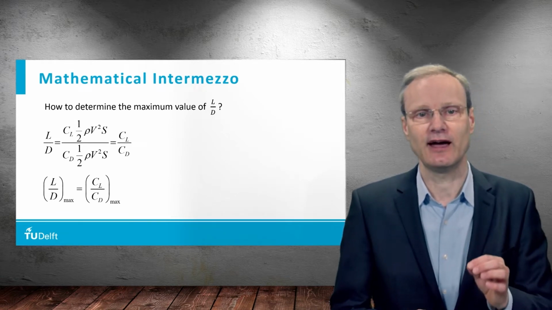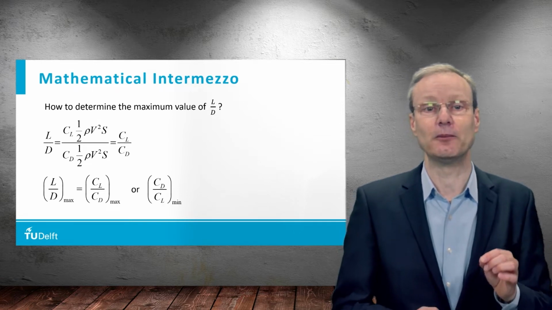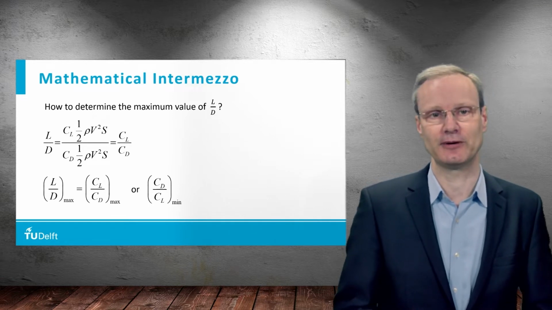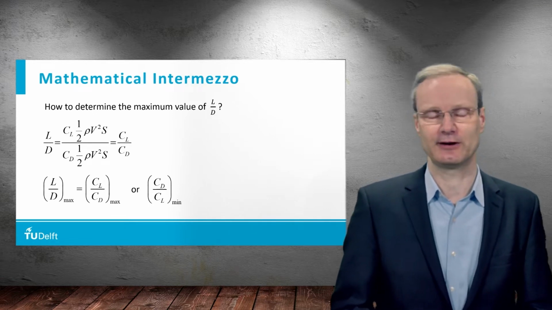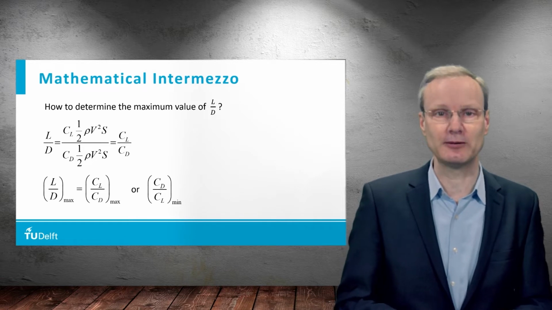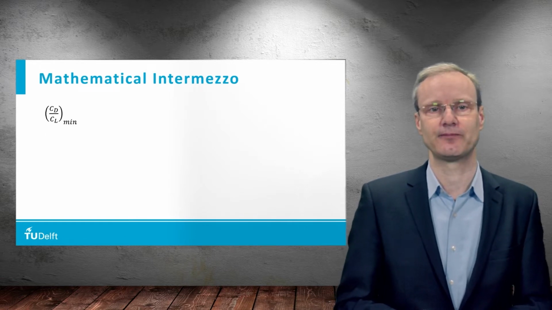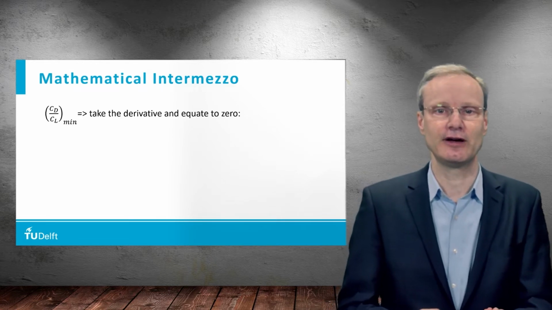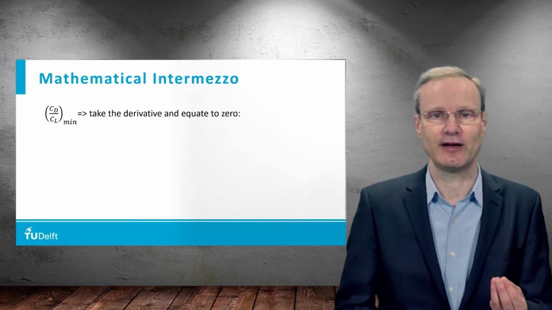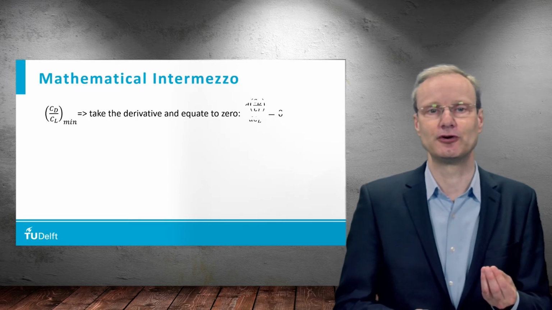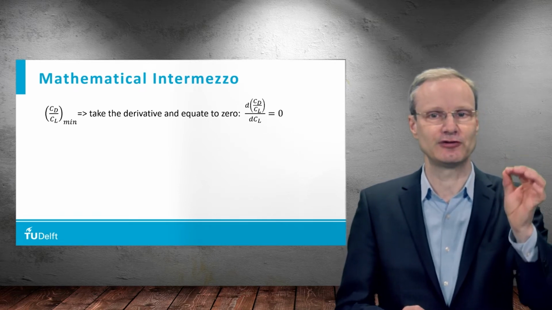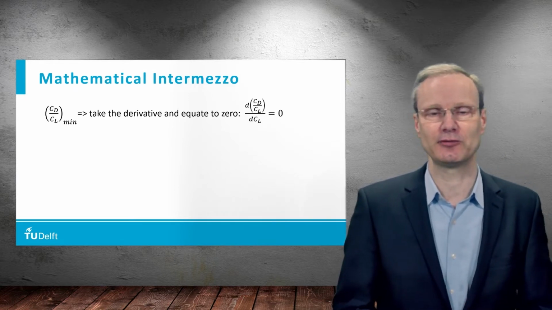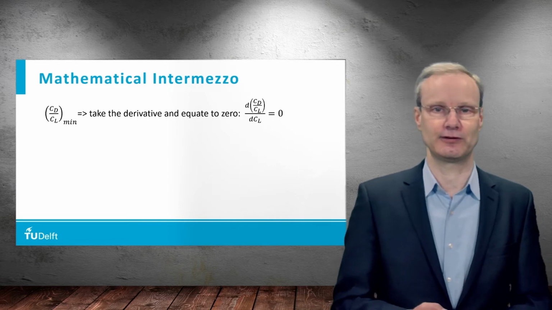And more importantly, it is equivalent to finding the minimum value of CD over CL. It's mathematically totally the same, and it proves to be a bit more handy in our case. So what we're going to do is minimize CD over CL. How do we do that? Well, that's pretty straightforward. You take the derivative of that expression of CD over CL and equate that to 0. So we're going to take the derivative of CD over CL with respect to the independent variable CL. CL is my independent variable in this case, and we're going to equate that to 0.